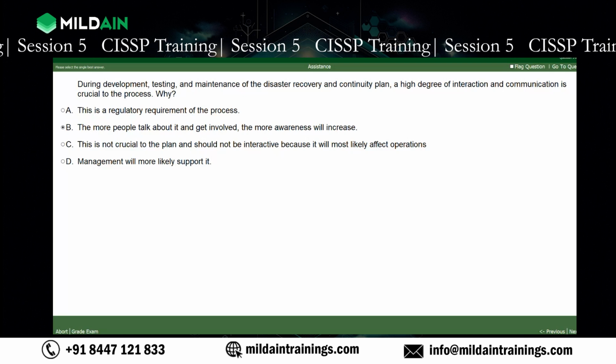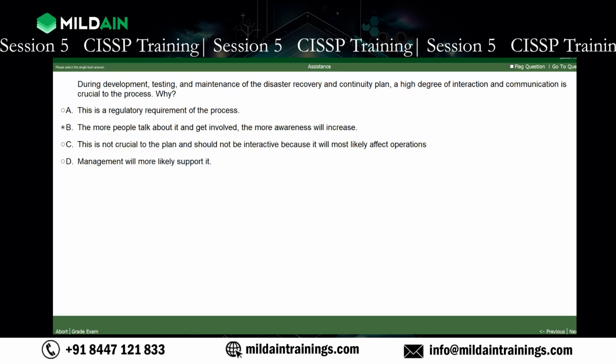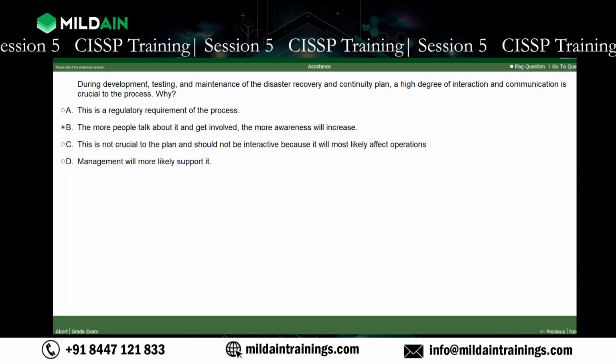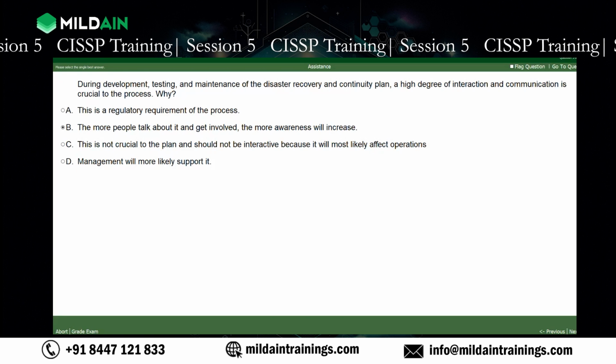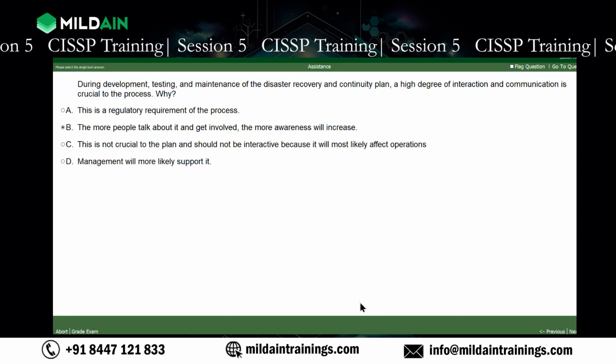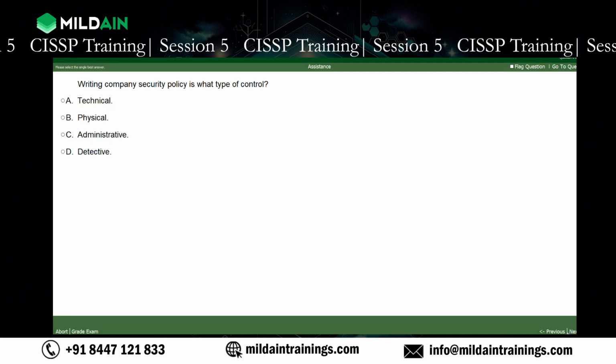So communication is not only to provide awareness of this kind of disaster recovery plan. It also allows people to discuss possible threats and solutions that the original team may not uncover. So what type of policy is writing the company's security policies?